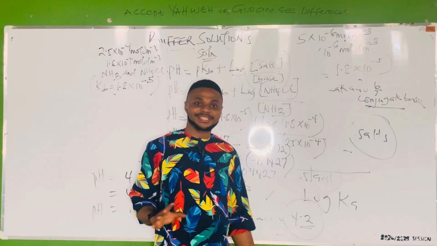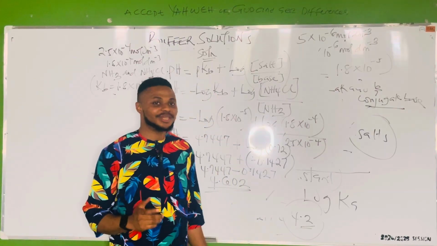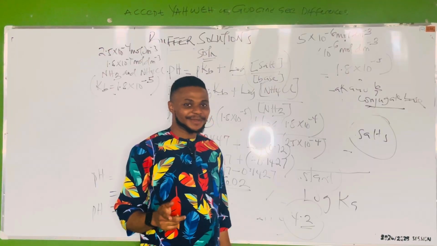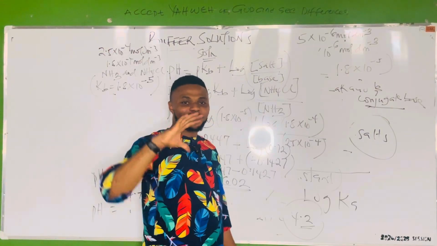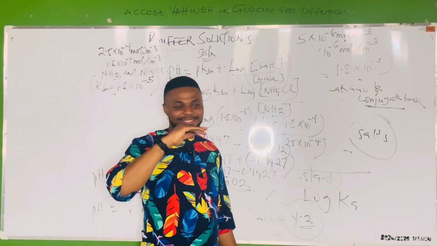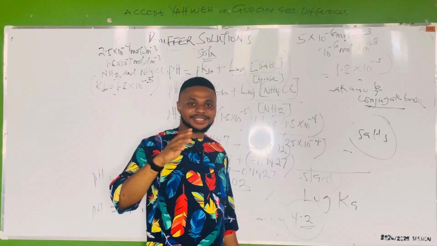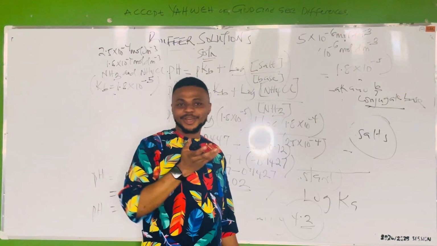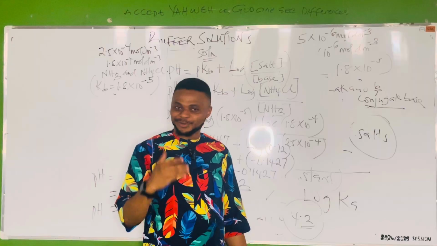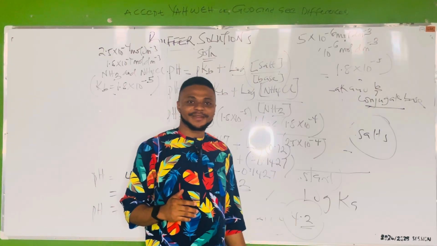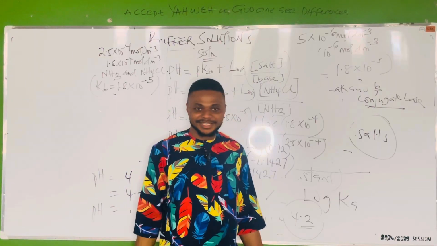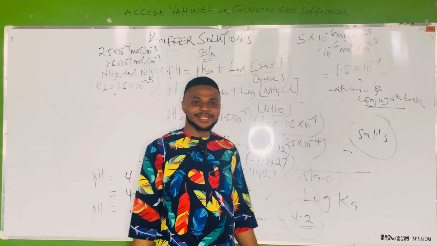Now we'll be looking at one last example. This last example will be for us to determine the concentration of a particular conjugate acid or base, or a weak acid or base. I'll give you the question, then we'll know what we are looking for in this case. Please take down.